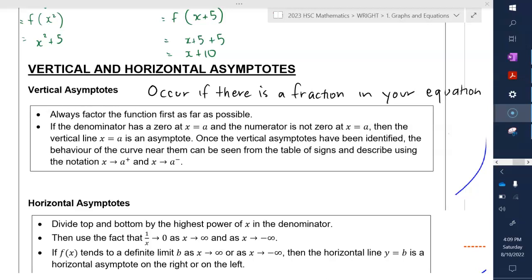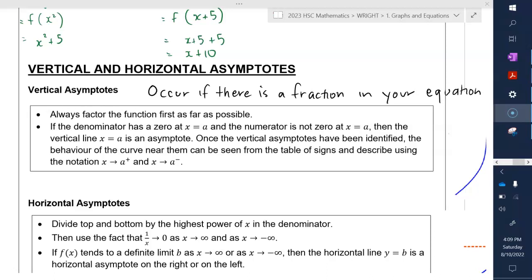Hi, Year 12. Today's video is looking at vertical and horizontal asymptotes and aligns with exercise 2B in our Year 12 textbook. Okay, so you've had a little look at asymptotes in Year 11.